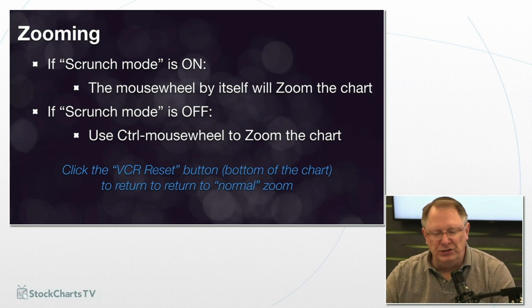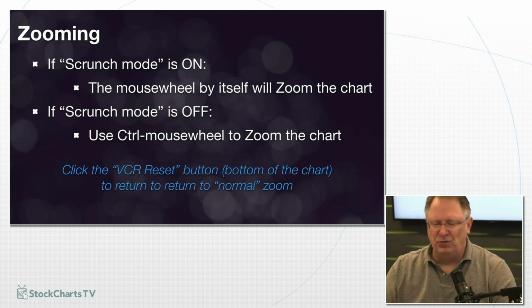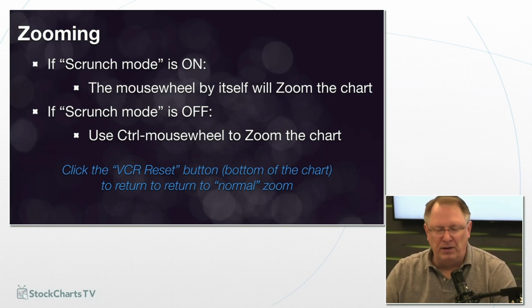That zooming changes depending on what Scrunch Mode is doing. Because remember, Scrunch Mode off takes advantage of scrolling up and down the page. And if Scrunch Mode's on, then we aren't going to be scrolling up and down the page, and we can use the mouse wheel by itself to do the zoom function. And that's the typical thing that happens. That's what a lot of people expect. So that's normally why we recommend have Scrunch Mode on so that the mouse wheel will work like you expect.